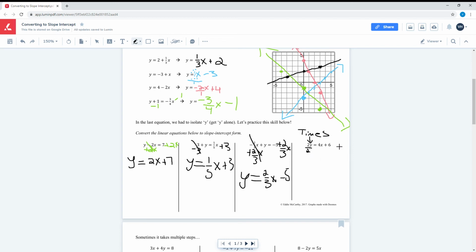But what you do to one side, you have to do to the other. So we have to divide by 2 on these guys over here. So this is going to cancel out. We're just left with y. 4 divided by 2 is 2x plus 6 divided by 2 is 3. Look at that beautiful equation. You did that. You guys did that. All right, let's move on.